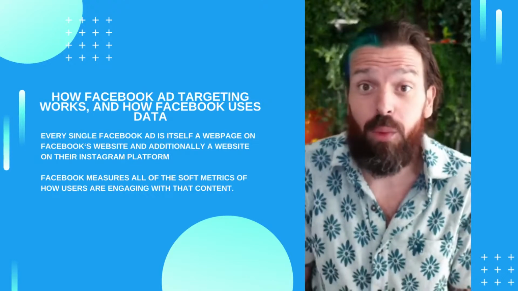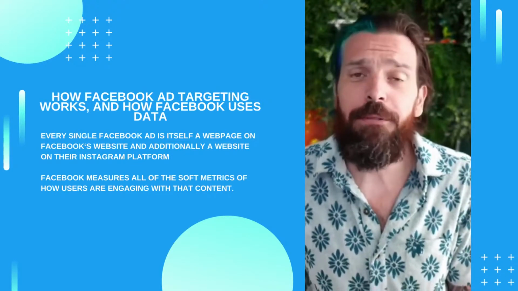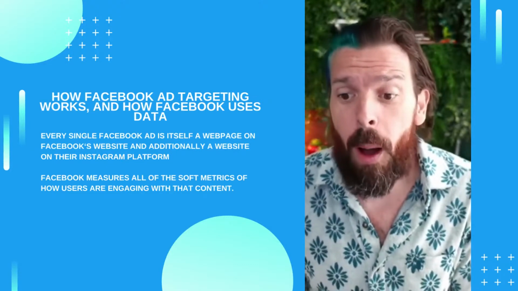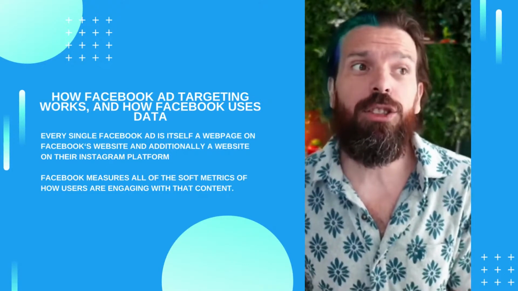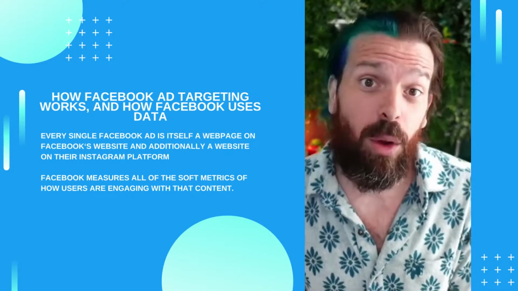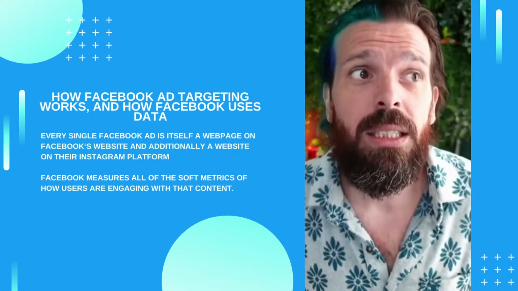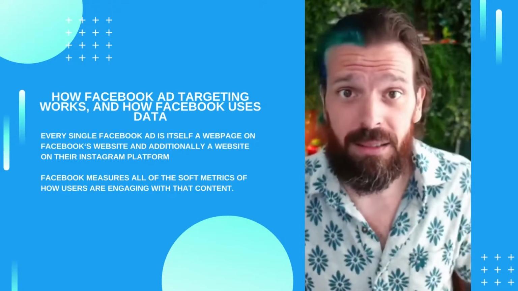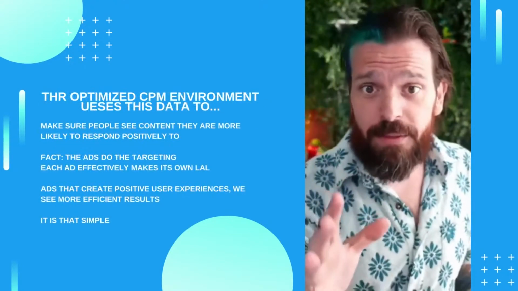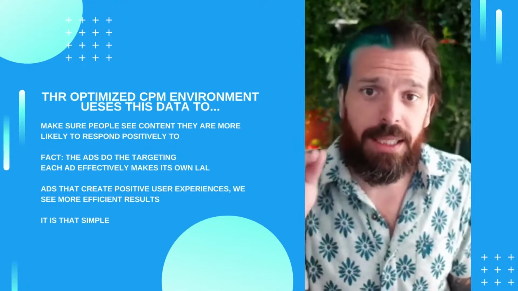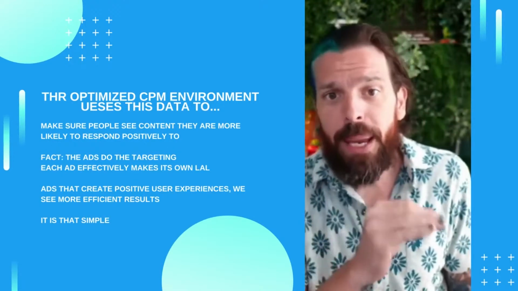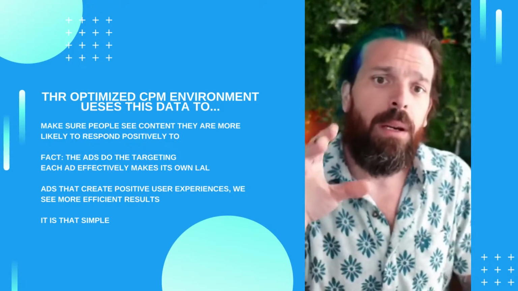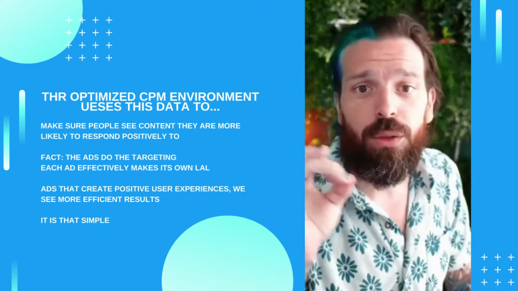Do you think it's a completely random assortment? Or do you think Facebook, in their infinite wisdom to protect their business model of giving people a positive user experience, is going to show that content to people that look more like those that liked it? Every ad makes its own lookalike audience. That's just a fact. Now, the optimized CPM environment uses this data to make sure that people see the content they are most likely to respond positively to, right? Remember, it's a fact. The ads do the targeting.